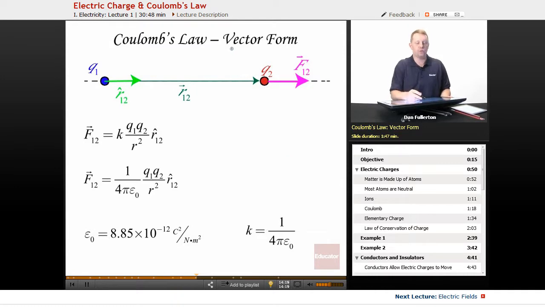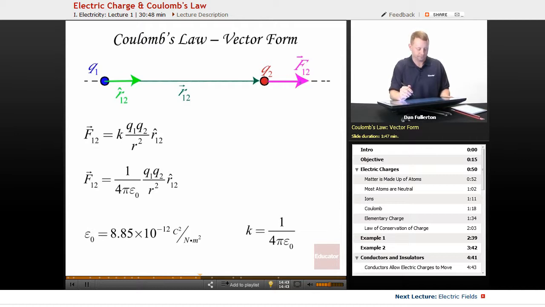So let's take a look at Coulomb's law now in vector form. Here we have charge 1 and charge 2. R12 is the vector from 1 to 2. And we're also going to define a unit vector in the direction from 1 to 2, which we're going to call R hat 1 to 2. And if these are both positive, what we'd expect is a force of 1 on 2 repelling it over to the right.